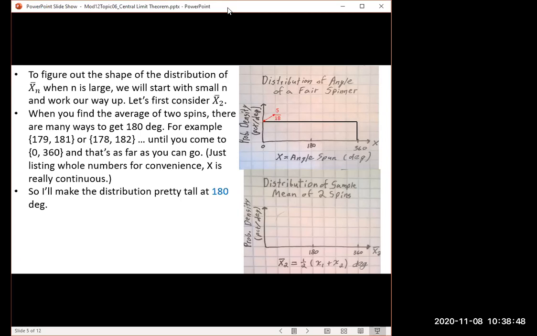So since there's a lot of ways you can get 180, I'm going to put a dot on the graph above 180, and I'm going to think the distribution is pretty tall there. So I'm just going to mark that spot, and we can work out how tall later, but I want to work on the shape right now. So I want to get a few more points on the graph, try to see what the shape is looking like.